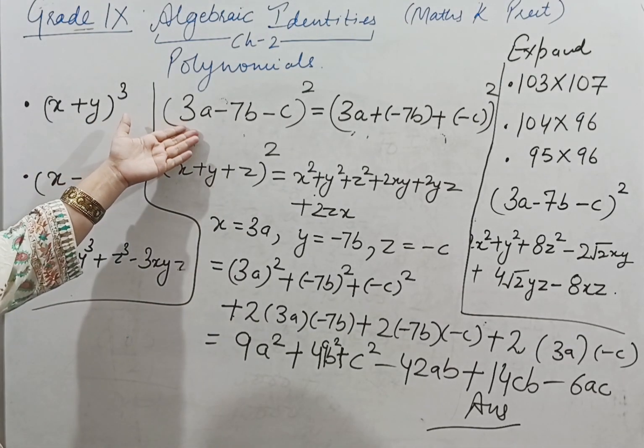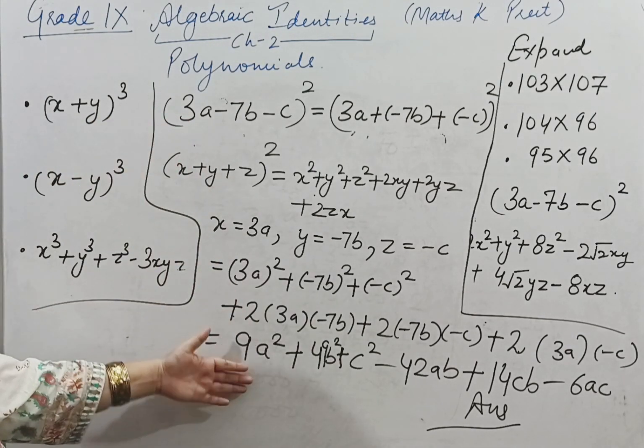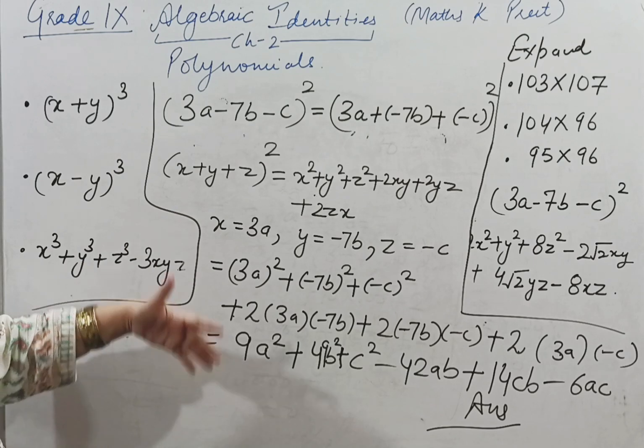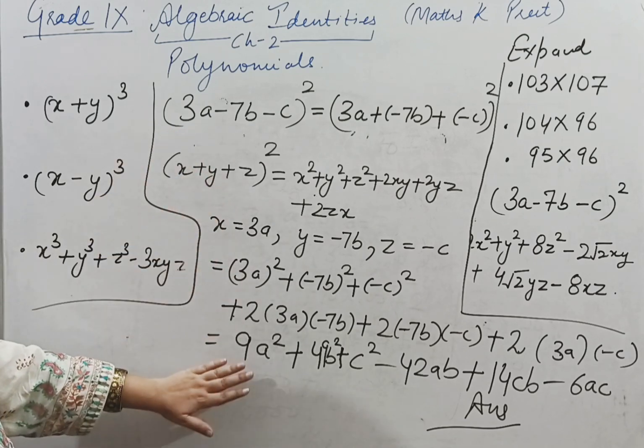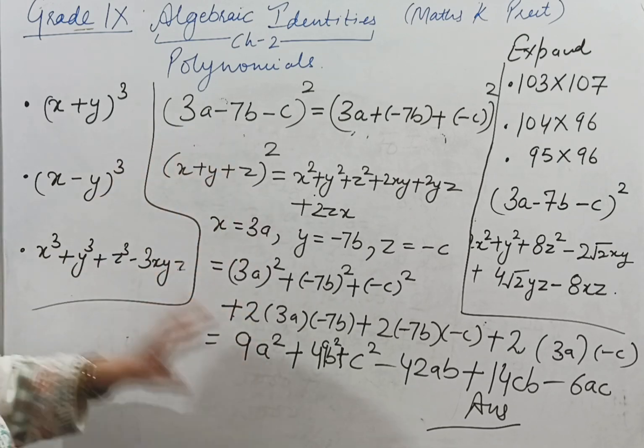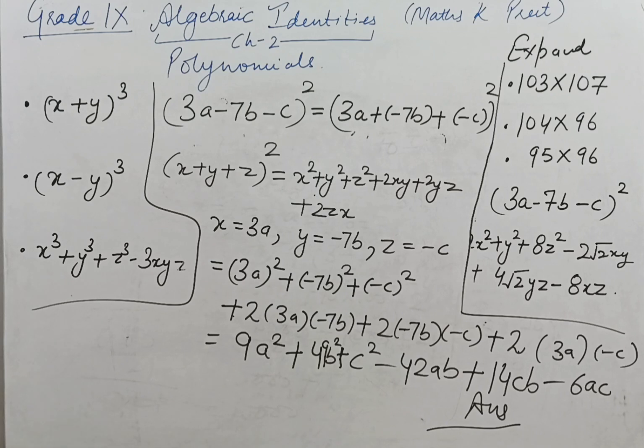These are basically factors of this polynomial. These identities help us to find the factors. If we have a polynomial and if we have factors, we can get the polynomial from these identities. Let's see the next question.